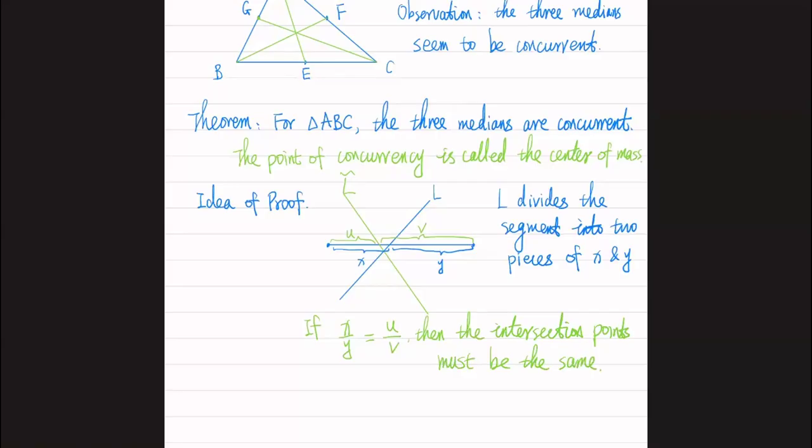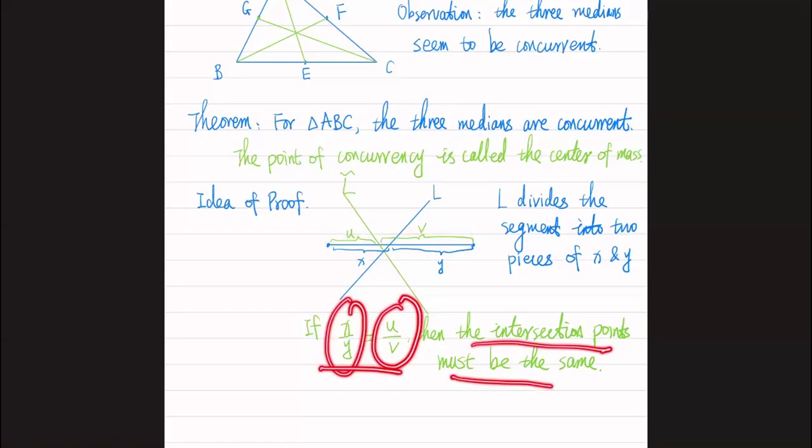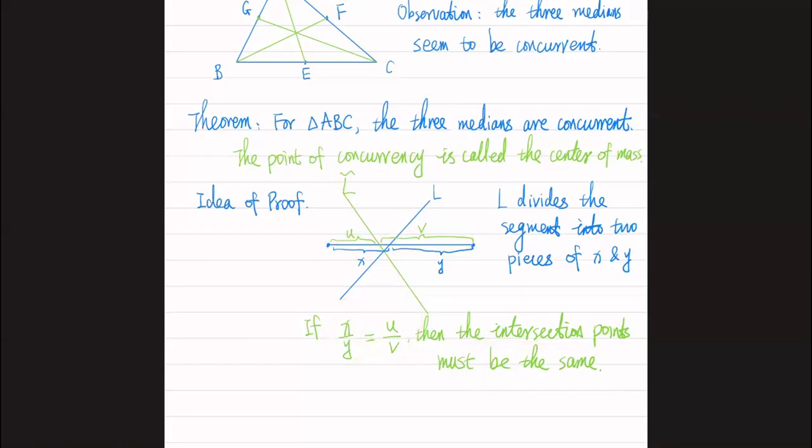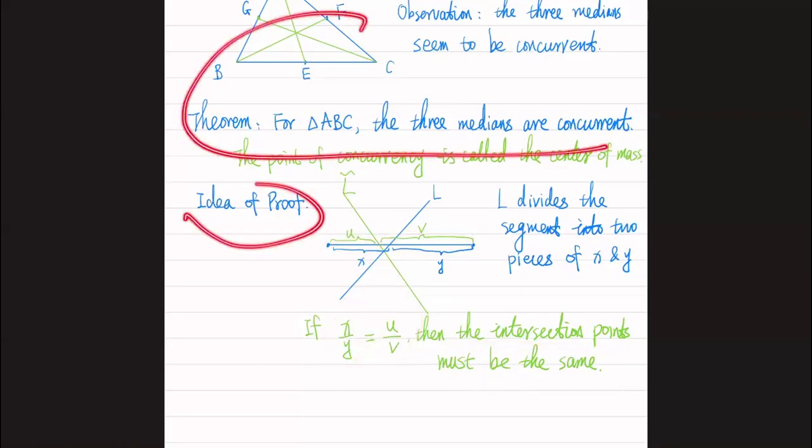So the first line has one intersection point. The second line is another intersection point. This intersection point divided the line into two segments. This intersection point divided it into two segments. If the two ratios are the same, the intersection points must be the same, because this is the idea for the proof of the concurrency.